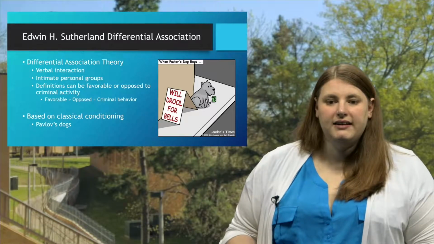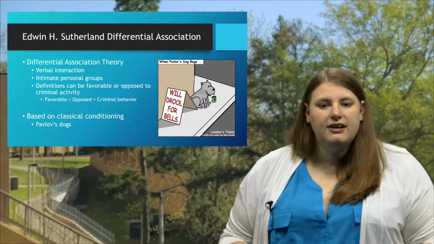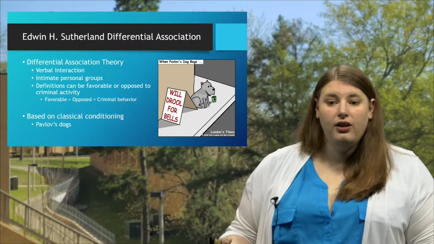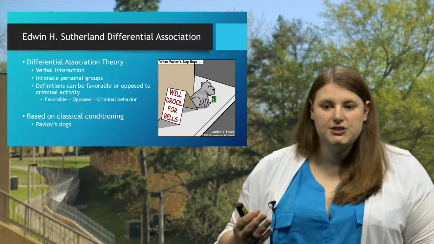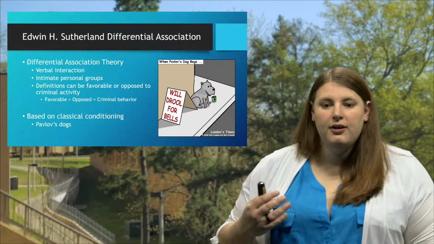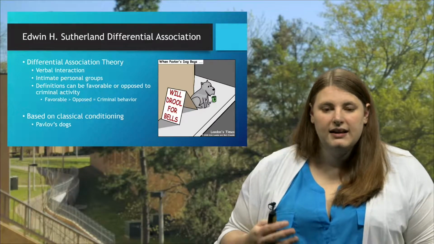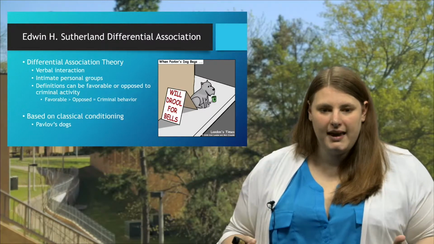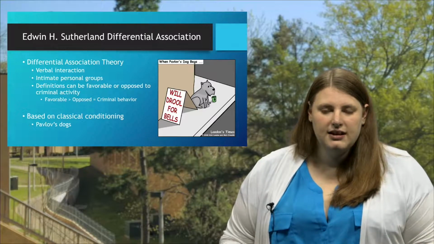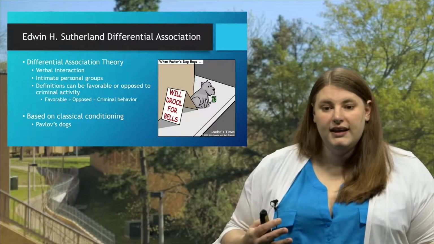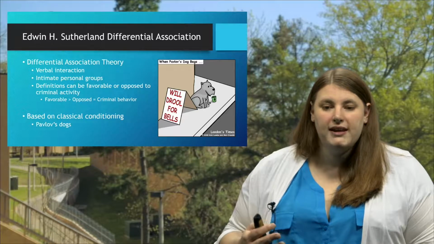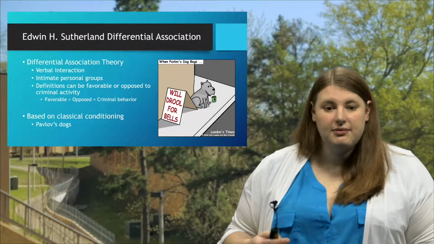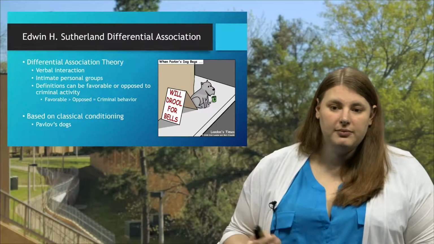The first learning theorist was Edwin H. Sutherland. Sutherland proposed what he called differential association theory. He argued that all of our behavior is learned through verbal interactions with our peers, specifically people belonging to our intimate personal groups, like family members and close friends. Sutherland proposed that we are constantly learning behaviors and attitudes through these interactions. Specifically, he argued that we learn things like techniques of committing crime and what he called definition of crime, meaning how the crime is perceived. Definitions can be either favorable or opposed to criminal activity.